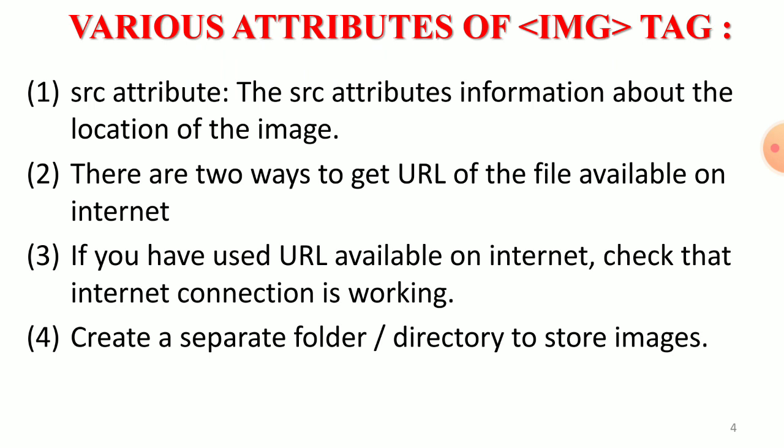First, right click on the image and copy the image link. And second, right click on the image and save the image with other name into your computer's hard disk, and then use the path. Third, if you have used URL available on internet, check that internet connection is working. Fourth, create a separate folder or a directory to store a image. That is the src attribute.